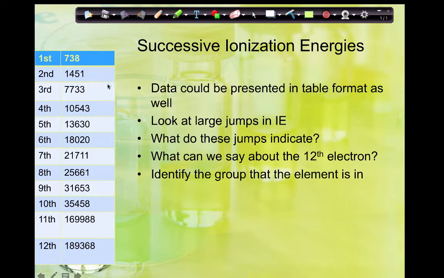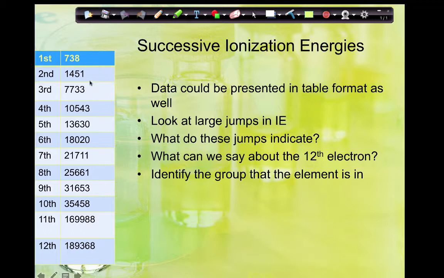All right, so how else can they present data to you? Well, it can look like this. It can look like numbers. So when you're looking at data like this, it goes from 700 to 1400 to 7000 and so on. Well, when you look at this, you need to look for the large jumps because that's going to indicate something to us. So it goes from 700 to 1400, so it doubles. And then it goes to 7000. Then it goes to 10,000, so it goes up by 3. Then it goes up by 3 again. It goes up about 5.